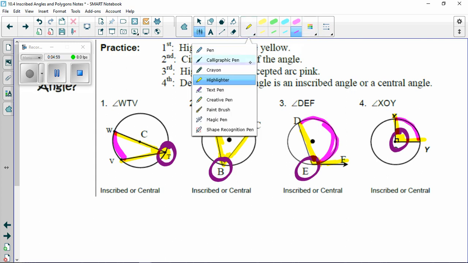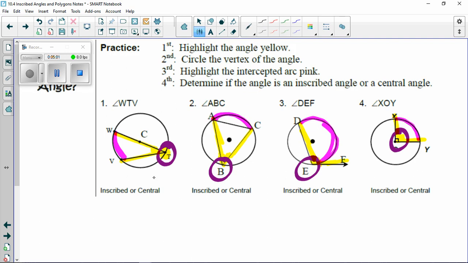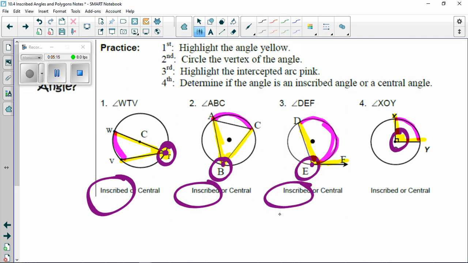Now let's go back here. Is this inscribed or central? Since the vertex is on the edge, it's inscribed. Angle B is on the edge, it's inscribed. Angle E is on the edge, it's inscribed. This angle is at the center, so it's central. So remember, if it's at the center, it is central.